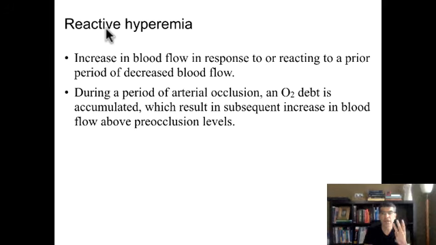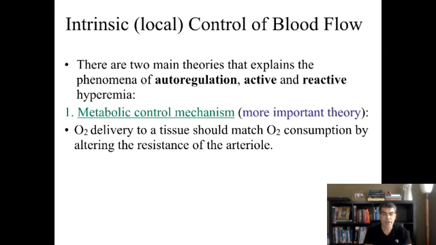So there are three ways to control the blood flow in different organs: autoregulation, active hyperemia, and reactive hyperemia. All three of them can be explained by two theories. The first theory, which is called the metabolic control mechanism, explains autoregulation, active and reactive hyperemia. The idea of this one is that delivery of oxygen to an organ should match the consumption of oxygen by that tissue. The more oxygen that tissue is going to consume, the more blood should get to that organ.